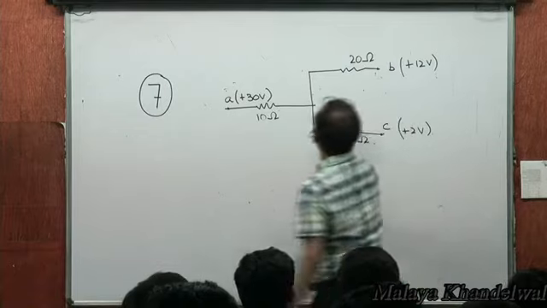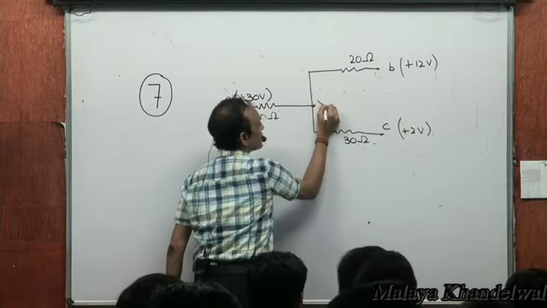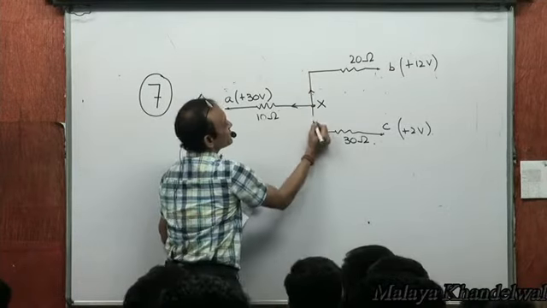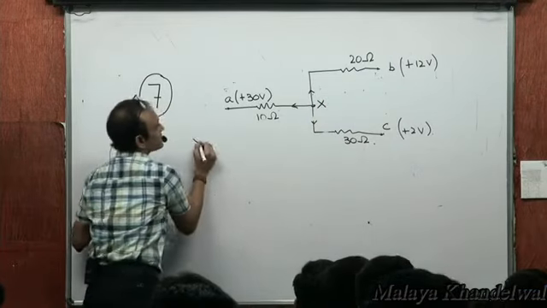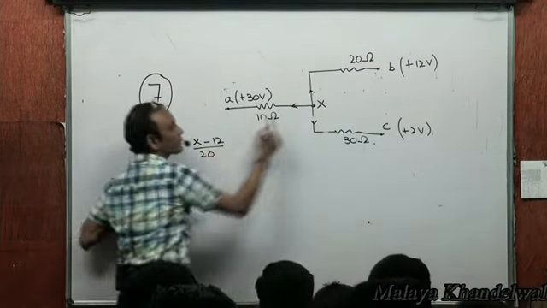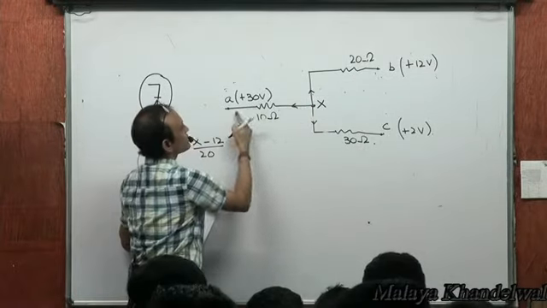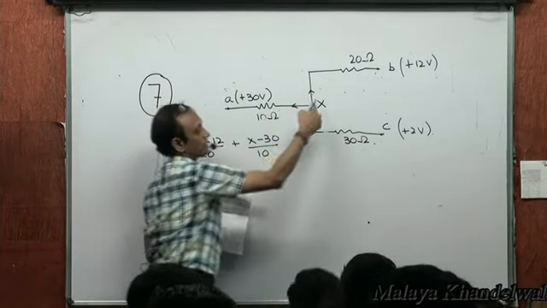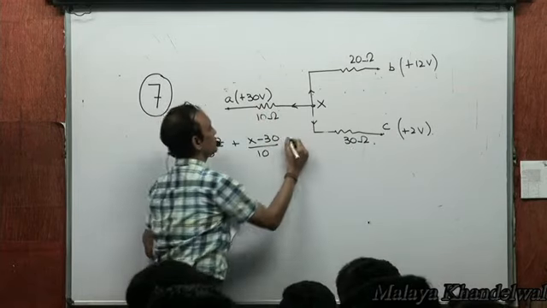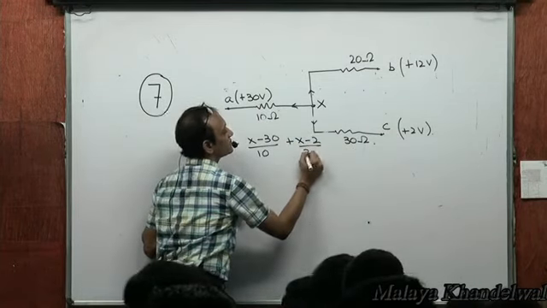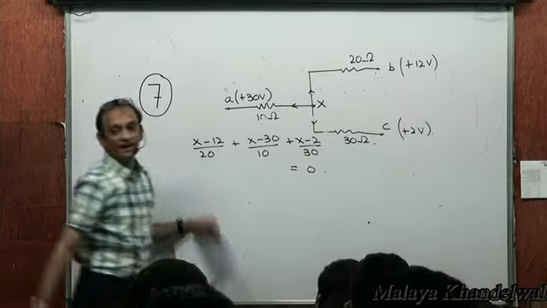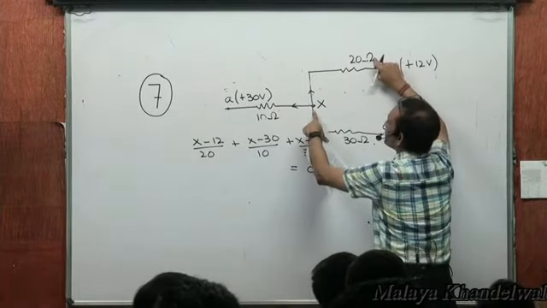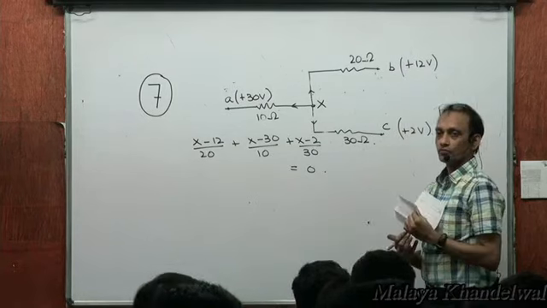Very simple, isn't it? All that you need to do is take the potential of this junction as X volts, then the algebraic sum of the currents in all the three directions is going to be 0. So in this direction we have (X minus 12) by 20. Then in this direction we have (X minus 30) by 10. In this direction we have (X minus 2) by 30. And this must add up to 0. You can find X. And once you know X, then the current through this, (X minus 12) by 20, etc., would be known to you. Right?